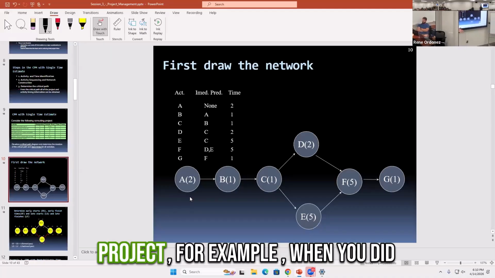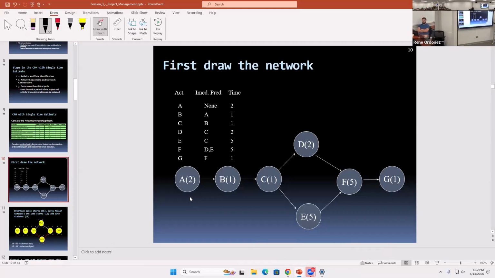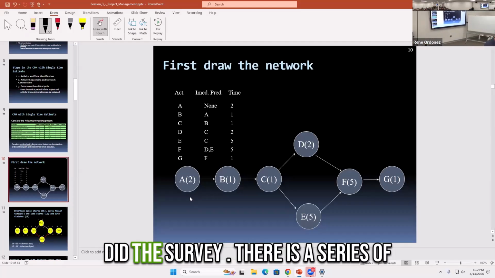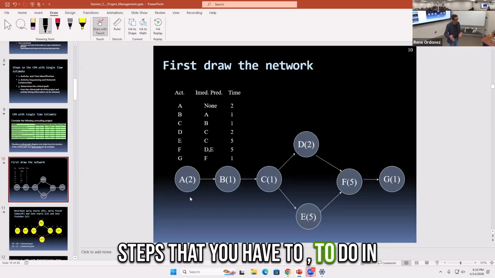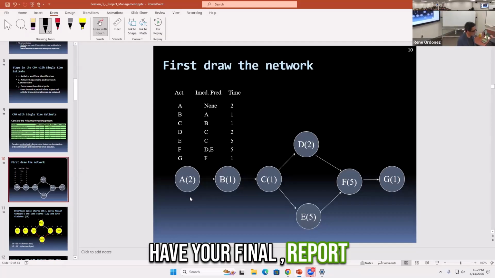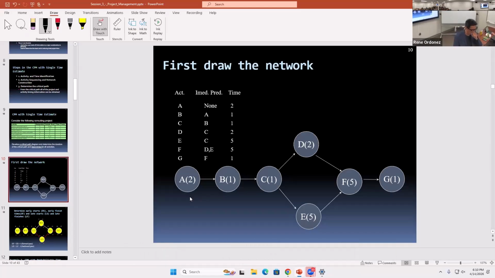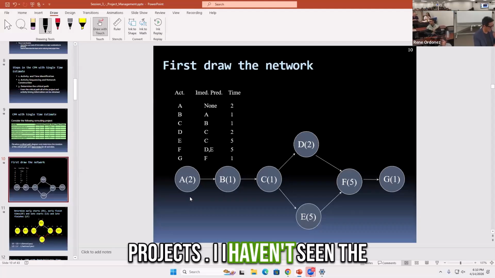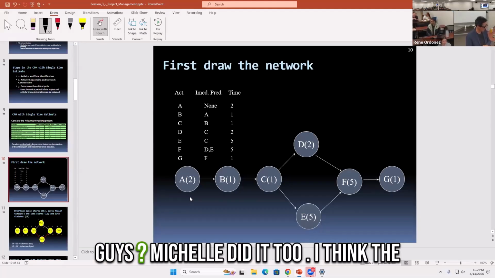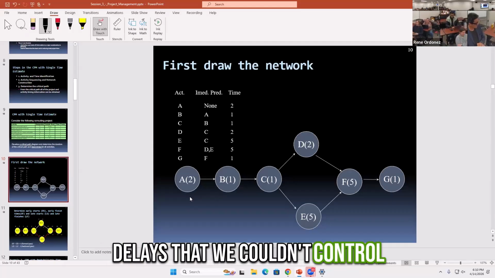If you're working on a project, for example, when you did your MBA 519 practical research, you did a survey. There is a series of steps that you have to do in order to have your final report. Who did the AI projects? I haven't seen the report, so how did it go for you guys? Michelle did it too. I think the most challenging thing was the delays that we couldn't control when our survey went out.